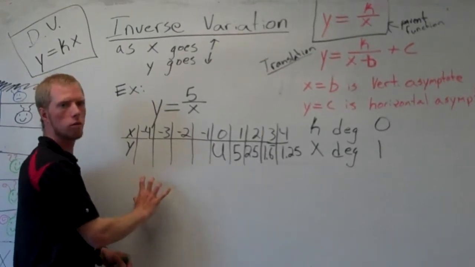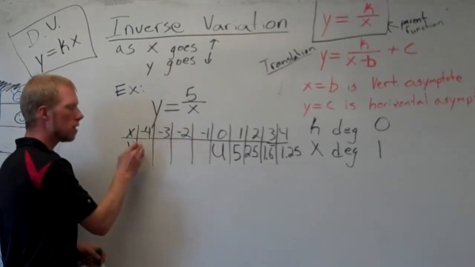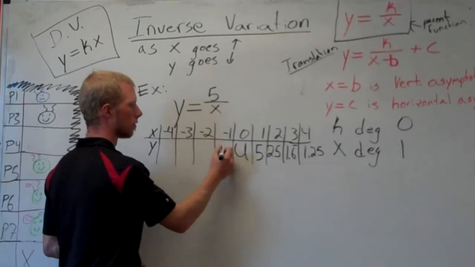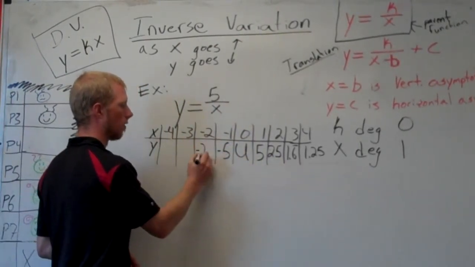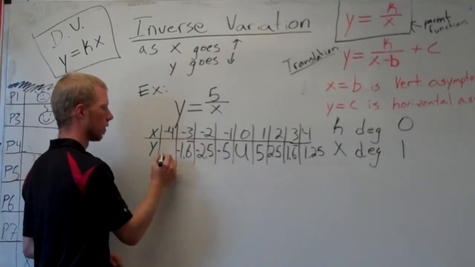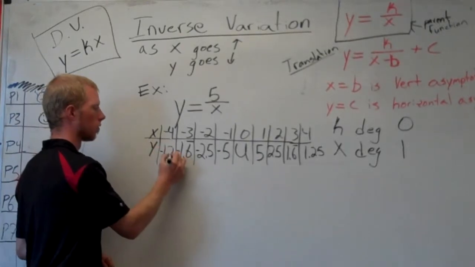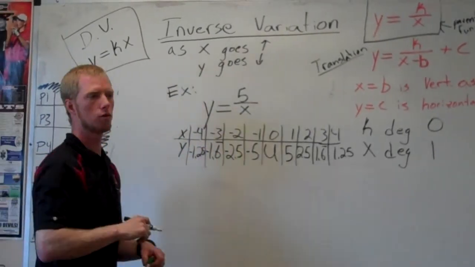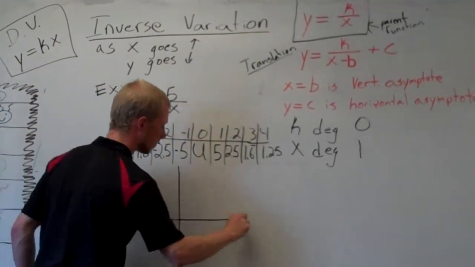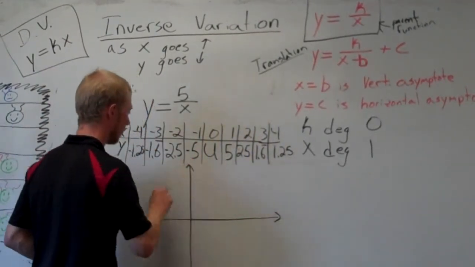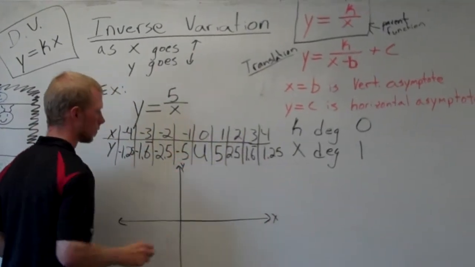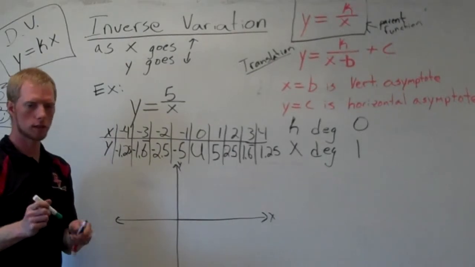This looks like a lot of math problems. Fill in these boxes by simply taking these numbers and taking their opposites. And so now I've created quite a few points. I draw my graph. And I start to plot my points.